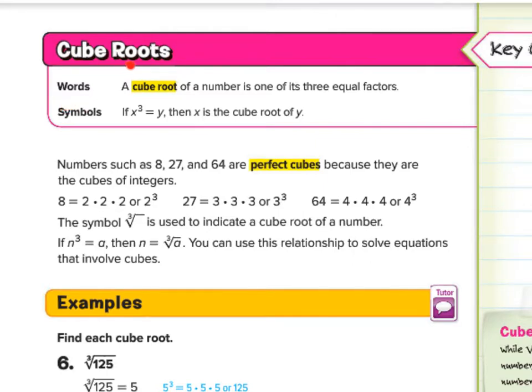So cube roots. What are cube roots? A cube root of a number is one of its 3 equal factors, meaning now it's no longer square, now it's being multiplied into itself 3 times. For example, 27 is a cube because it's 3 times 3 times 3, correct? So the cube root of 27 is 3. So what does that look like?